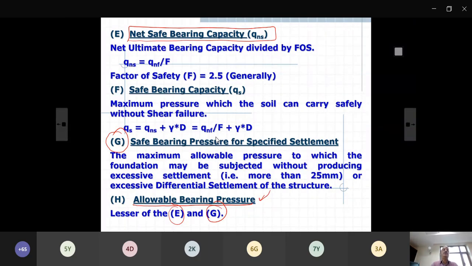Always be very clear about this. It is the lesser of net safe bearing capacity and safe bearing pressure from settlement point of view. Okay, is that fine?